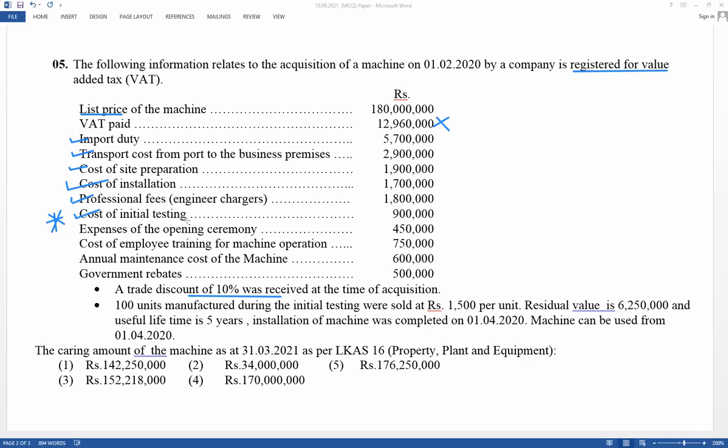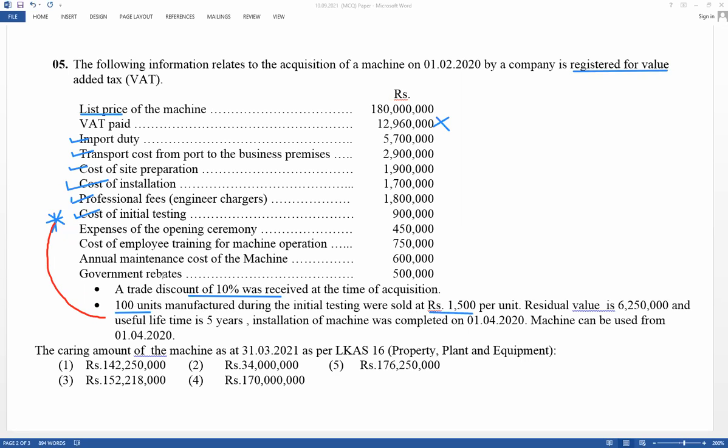Cost of initial testing. Here it is given that 100 units manufactured during the initial testing were sold for 4,500. Therefore, that value is also relevant for this part. Think about the initial testing cost, how much should be considered? The amount incurred for that equals 900,000. But as an expense, you have to consider the amount after deducting the selling price.